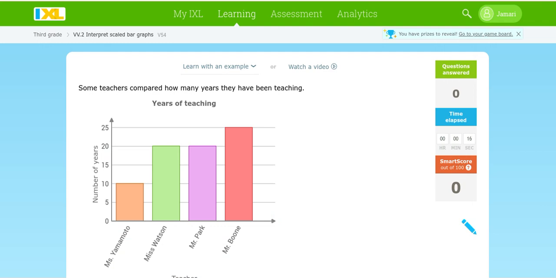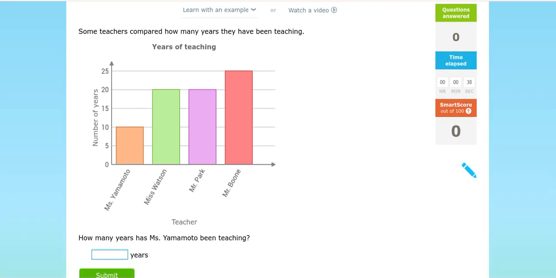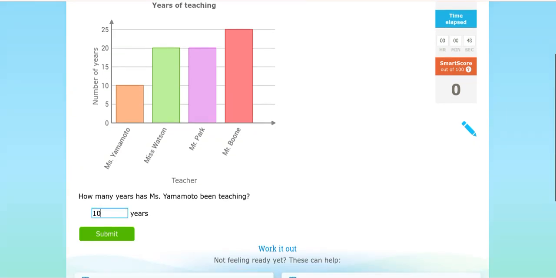It says some teachers compared how many years that they have been teaching. So we see all 4 teachers. It seems like Miss Yamato has been teaching for 10 years, Mrs. Watson for 20, Mr. Park for 20, and Mr. Boone for 25. It says, how many years has Miss Yamato been teaching? She's been teaching for 10 years.